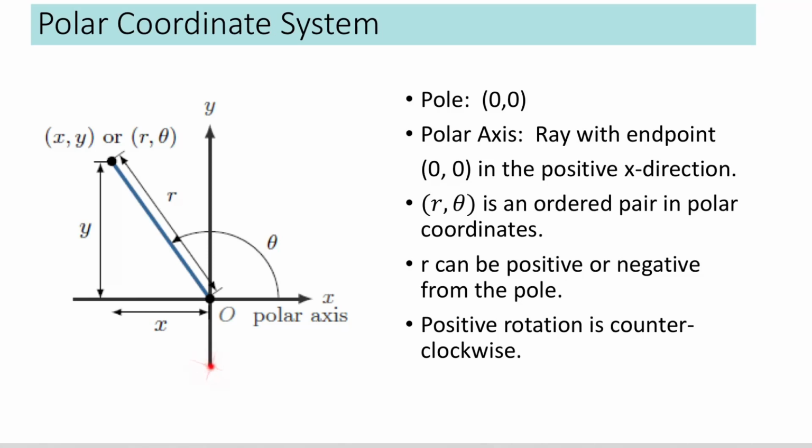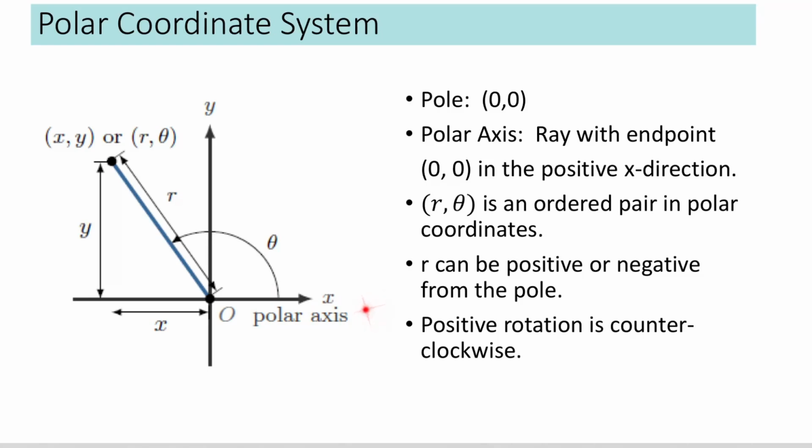First of all, a few definitions. The pole is considered the point 0, 0, which is the same place as what we call the origin in the Cartesian coordinate system. So we call that the pole in the polar coordinate system. Then we have the polar axis, which is a ray with an endpoint 0, 0, extending in the positive x direction. So my polar axis is this ray starting here and going this way to infinity.